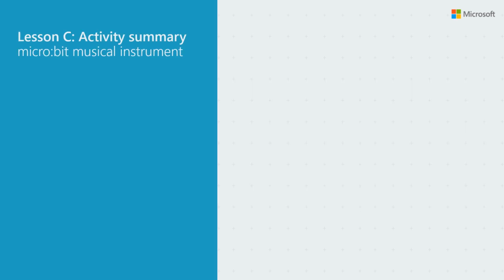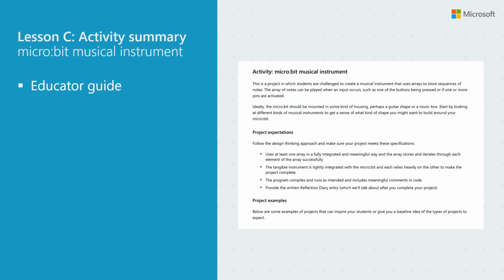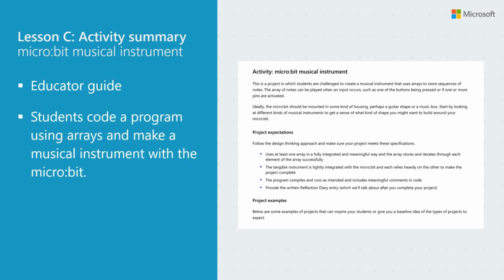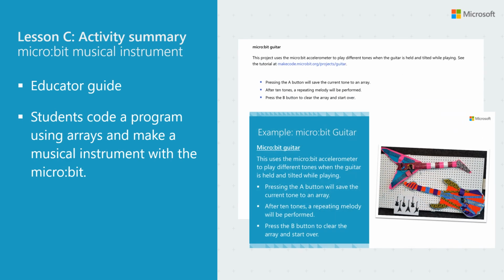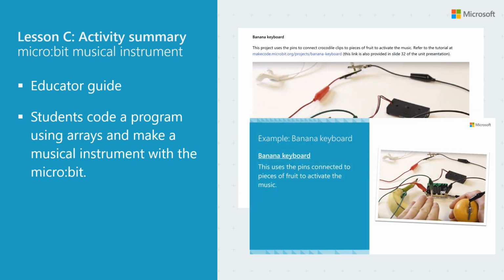And then finally, in Lesson C, your students will code a program that uses arrays to store sequences of notes and build a musical instrument of some sort that uses the microbit. So one example is a microbit guitar with links to a tutorial and also a YouTube video so that they can actually see it in action. The other example is a banana keyboard with links to a tutorial. You have to supply your own banana.